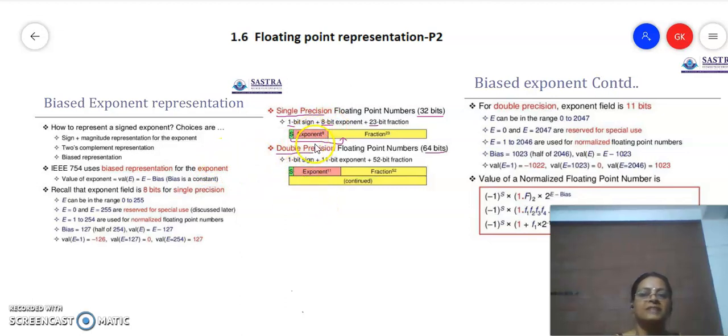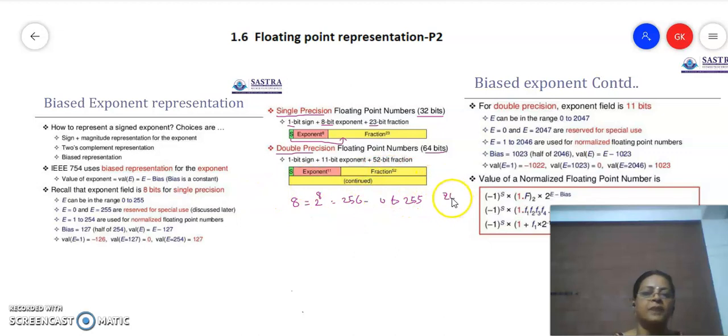Now coming to the exponent, we have an 8-bit exponent. With 8 bits you can represent 2 power 8 symbols, so totally 256. If I start from 0, it will be 0 to 255. So this all represents only positive exponents. We said the exponent can be both positive and negative. That means we have to allocate half the range to negative numbers and half the range to positive numbers. So how is that going to be done?